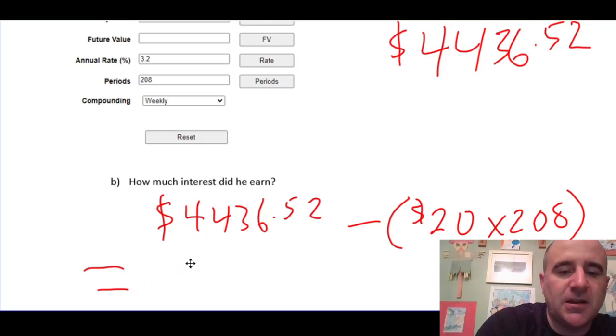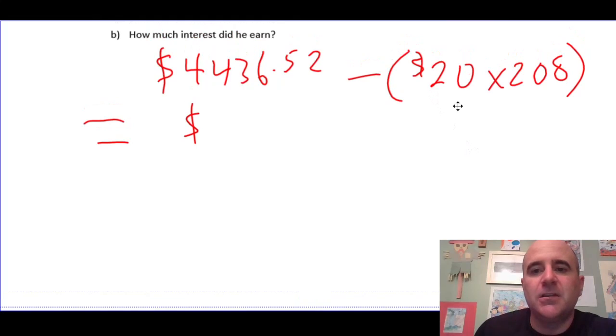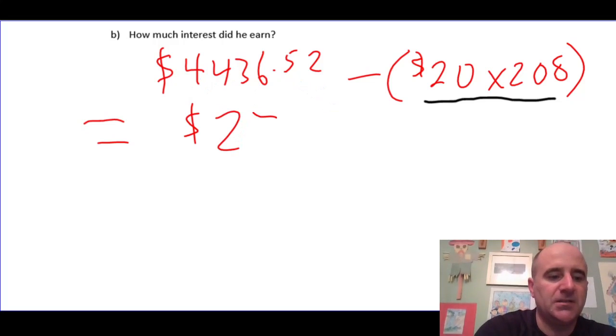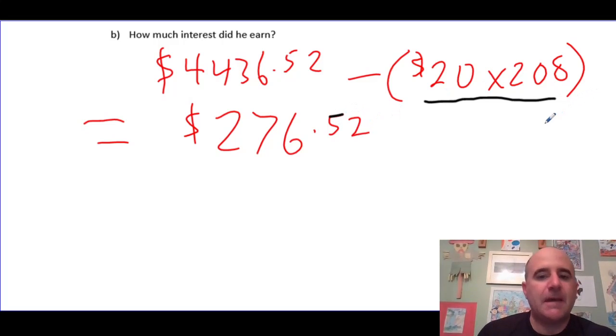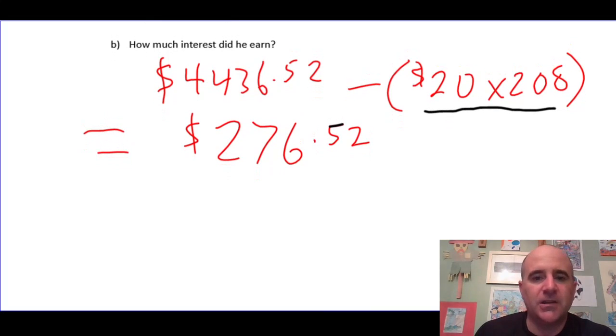In the brackets there is the amount of money that this student put away, which should be less than what they ended up with because of the interest. And in this example, I get $276.52 for interest. That seems pretty reasonable to me. You're not going to make a whole lot of interest in 4 years when you're saving the money kind of slowly and not at a very high interest rate either.